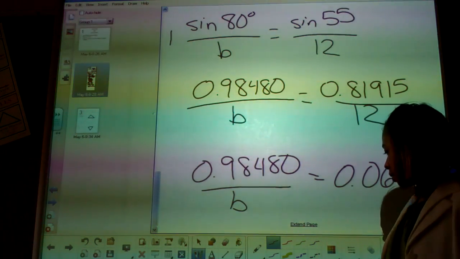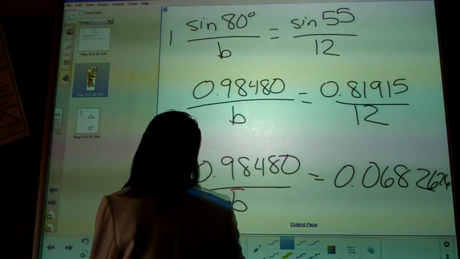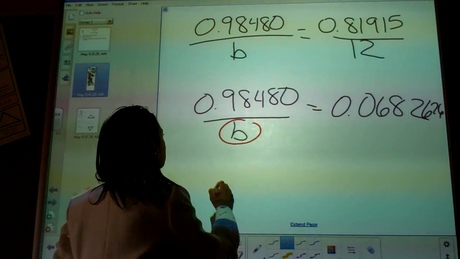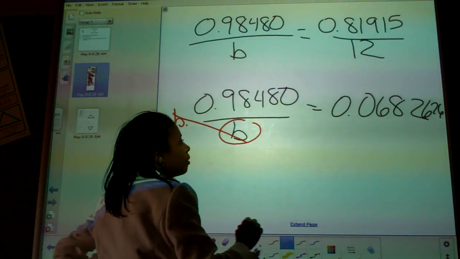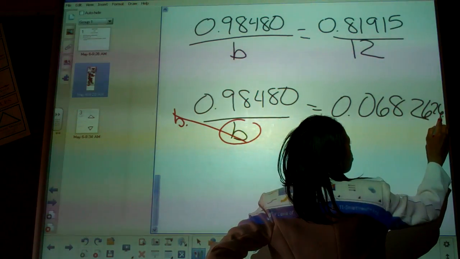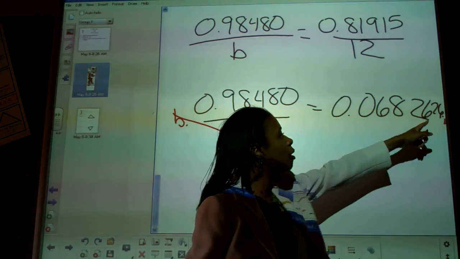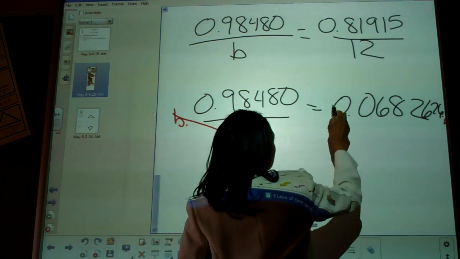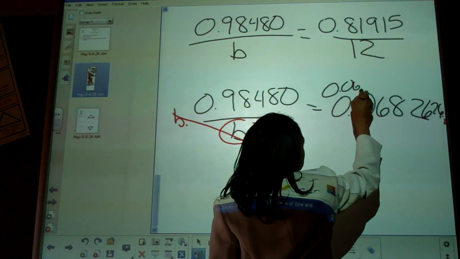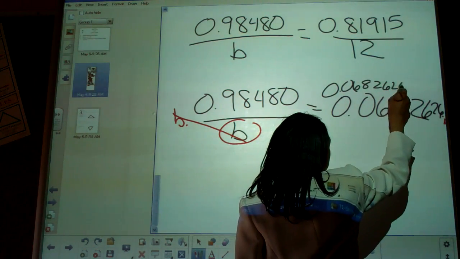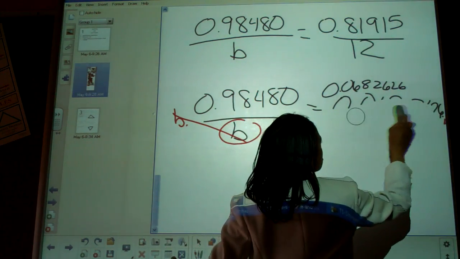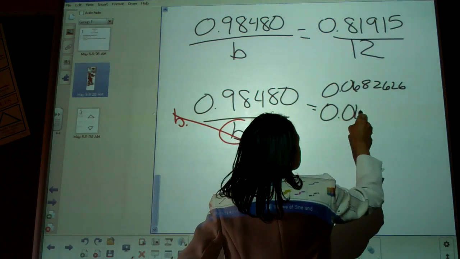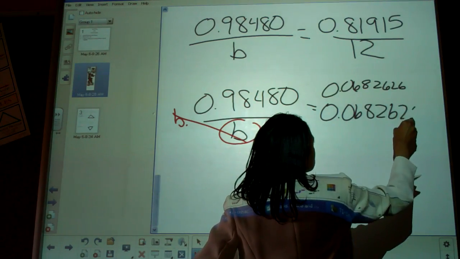Now we need B. We need B all by itself. How do we get B? This is a basic algebra problem. We need B out of the denominator, so we're going to multiply both sides by B. Let me rewrite this. 0.068266. Erase this. I'm just going to write it a little more clearly. So here it is, 0.068266.